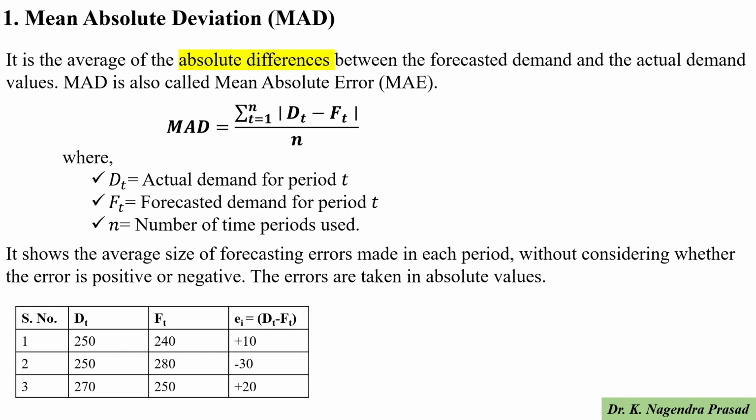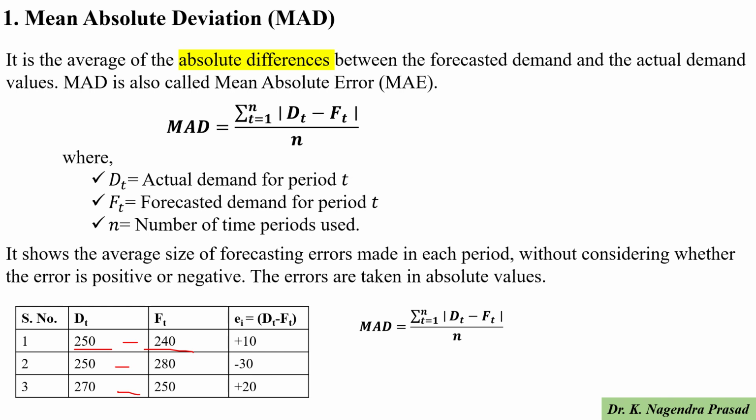So first we will find out the error, which is equal to D_t minus F_t. For the first time period, D_t is 250 and F_t is 240. So 250 minus 240, which is equal to plus 10. And the error for the second time period, 250 minus 280, which is minus 30. For the third one, 270 minus 250, which is equal to plus 20. For mean absolute deviation, we have to consider the errors only in absolute values. So we have to consider only positive values.